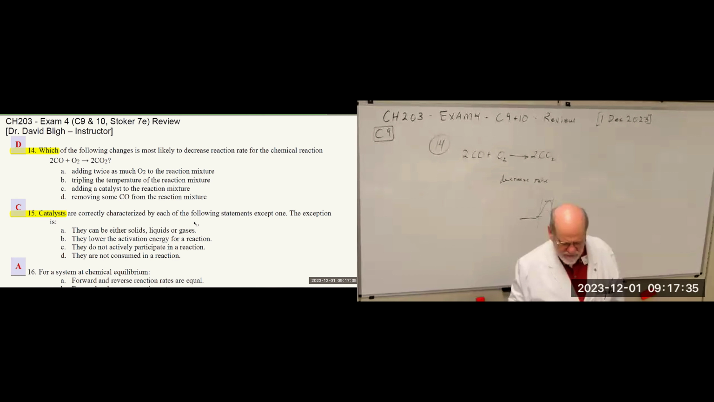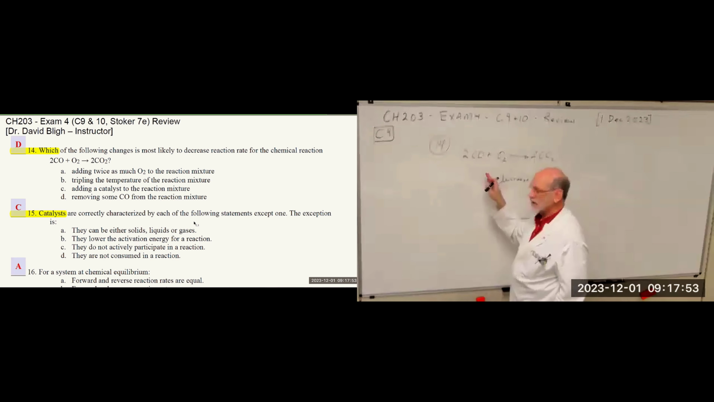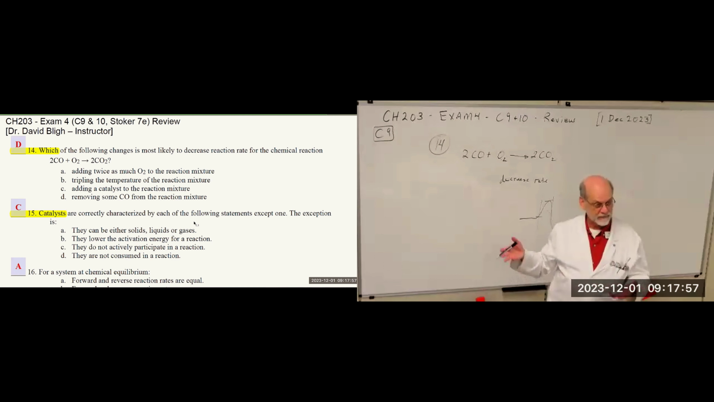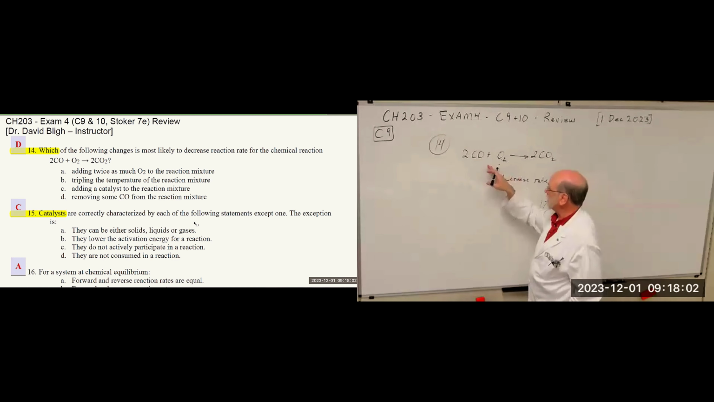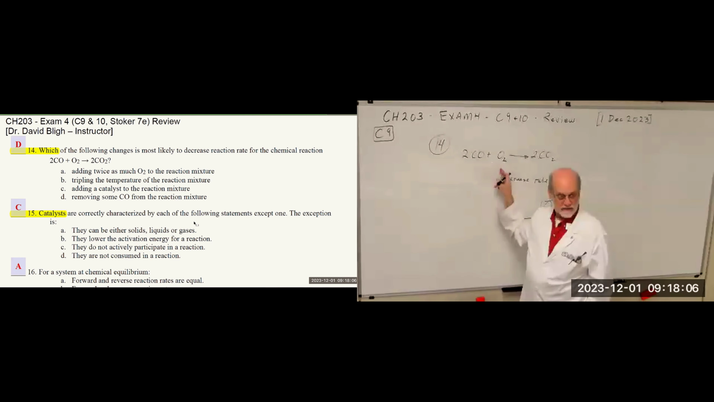So let's see. You don't want to add a catalyst because that'll increase the rate. We want to decrease the rate. All right. If we add any of these reactants, that means there's more probability of collisions, which would increase the rate. Okay. So what we want to do is either add more of the product or decrease one of these.